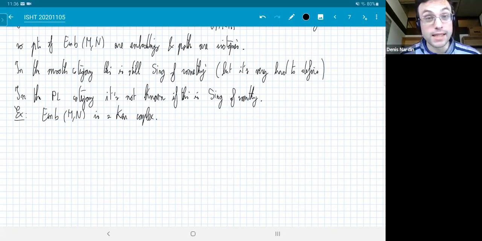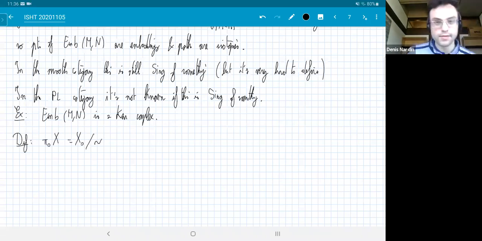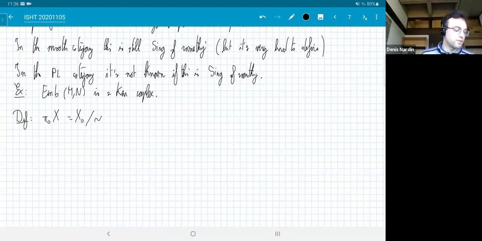I already defined pi zero. Okay, I didn't say it. Pi zero is X zero modulo that equivalence relation. So let me write it down, just for the sake of having it written down. And the idea is we want a similar equivalence relation on higher simplices.